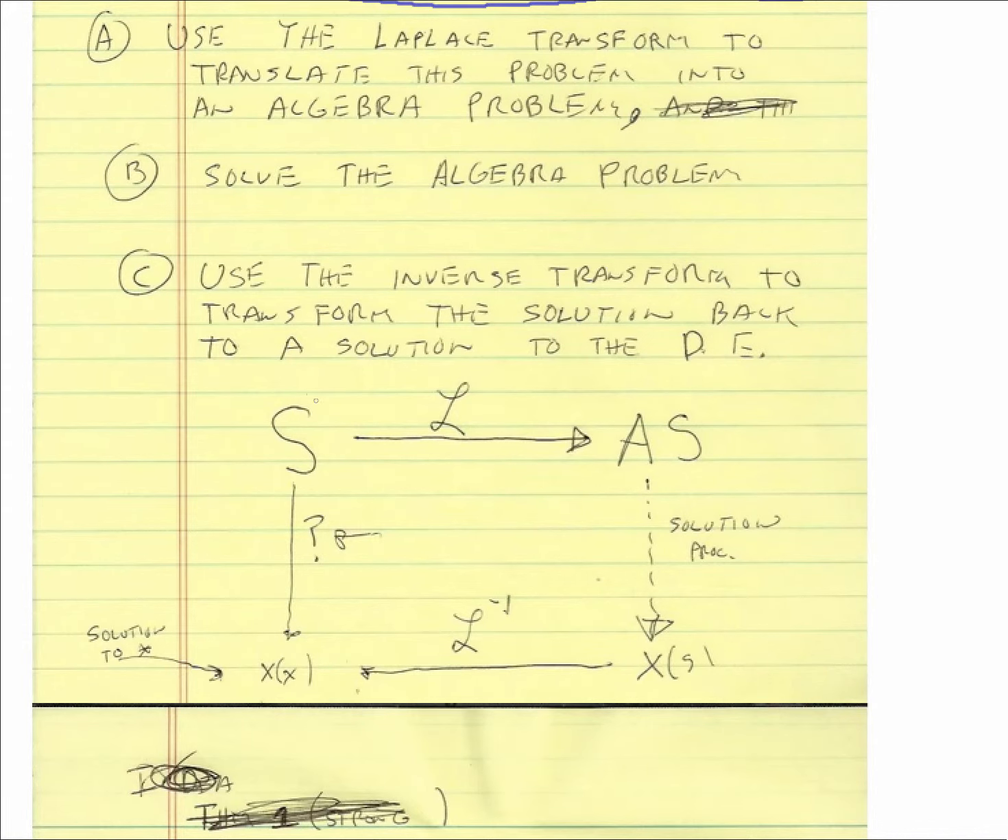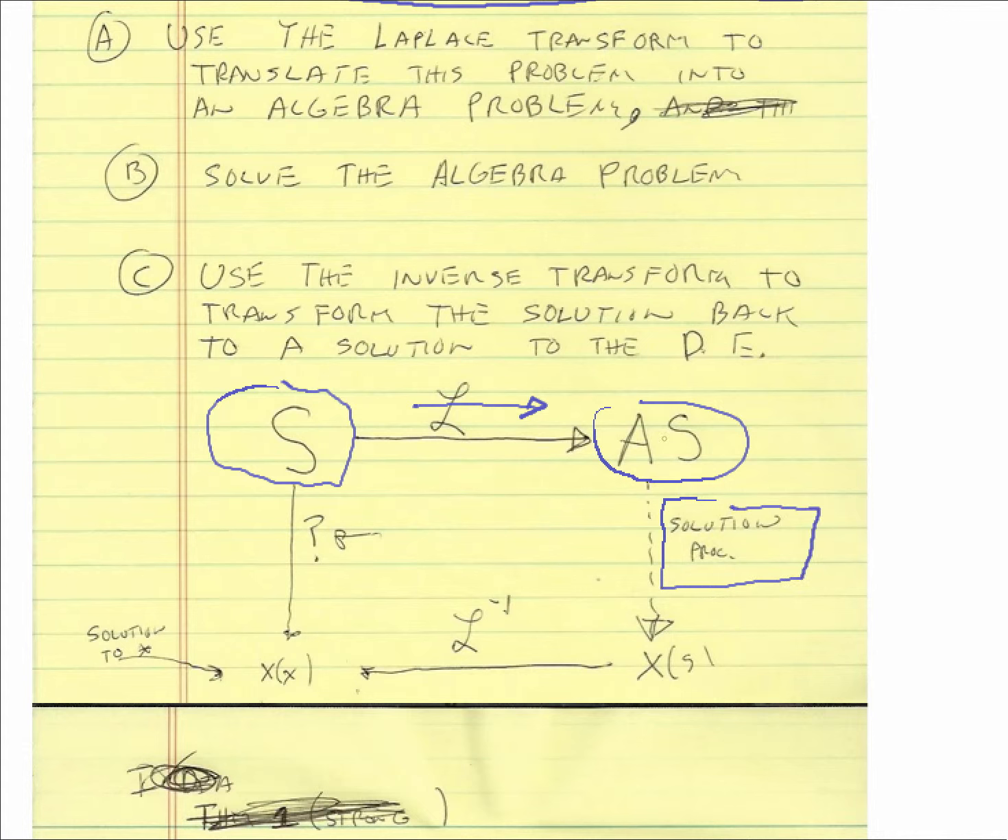I notice my picture is in a different shape than the one in the book, but the idea is that this big S here, think of that as a collection of these differential equations. We can send all of these equations over to this algebraic space. We solve our particular equation for the quantity X of s, as indicated in your book. That's this step here. And then we ship it back over to our space S, and that's our solution to our differential equation.